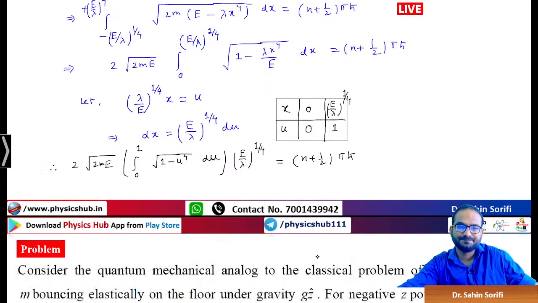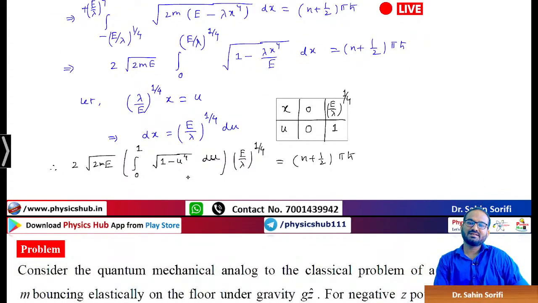Now as you can see, the part inside the bracket, 0 to 1 of the square root of 1 minus u to the power 4 du, will give you a number which is not depending on E. This term is independent of E, because this is a simple integration, you will get some number. So one dependency we are getting on E is from here, E to the power half, and the square root of twice m and everything else will be absorbed in the constant. This is also constant, and E to the power 1 by 4.